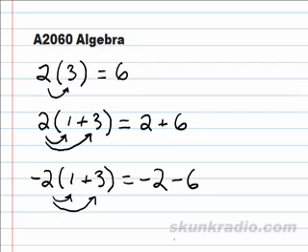Now we could simplify these even further, right? This would become 2 plus 6 is 8. And this would become, can you see what that's going to be? Minus 2, minus 6, minus 8. But that's not really the point of this demonstration. We want to really just concentrate on this distributive property. Okay, let's look at a little more complicated examples.